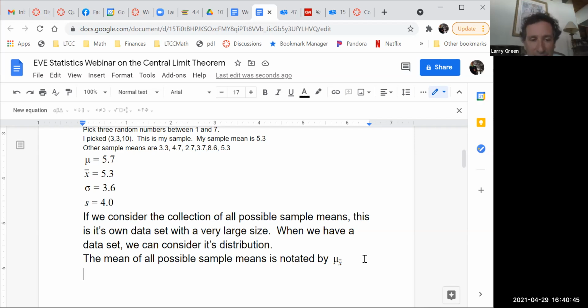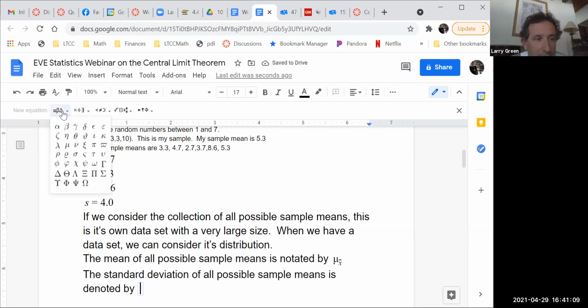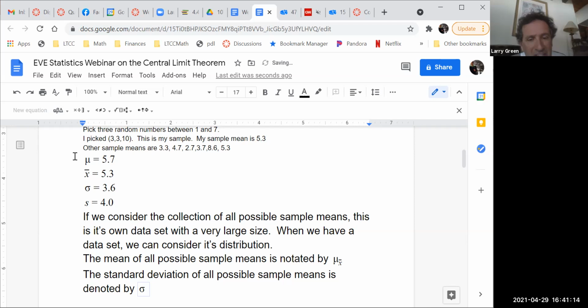Yeah, the standard deviation. So the standard deviation of all possible sample means is denoted by, well, it's a standard deviation. So now we're going to write sigma for standard deviation, but it's the standard deviation of sample means. So it's sigma sub x bar.